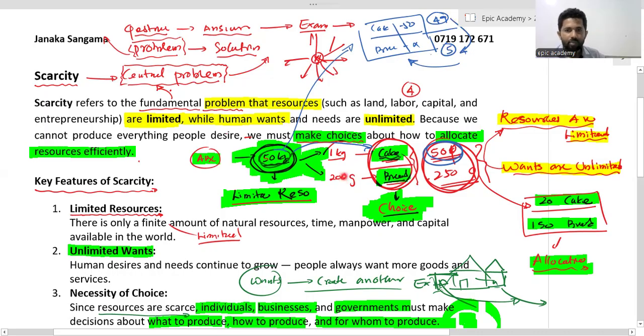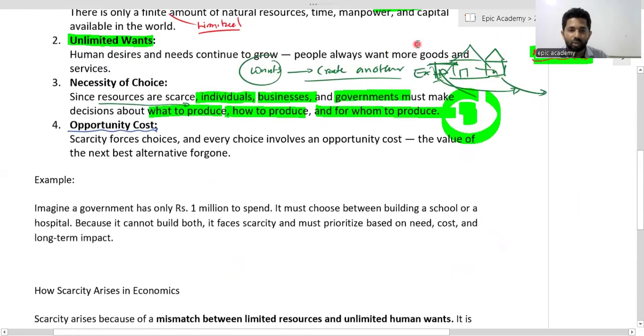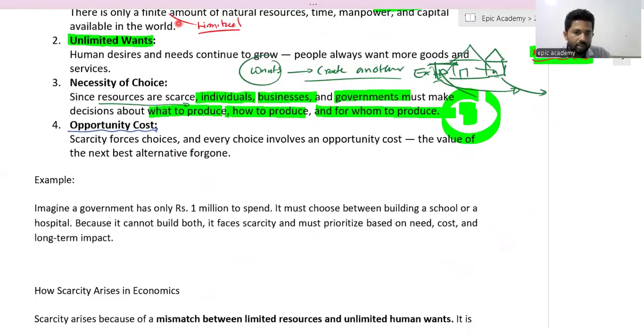So in this position, you sacrifice the production of 1 cake to produce 5 amount of bread, isn't it? Yes. Because in position 1, you produce 50. Then you reduce the production of cake to increase the production of bread. That's the meaning of sacrifice. We call it opportunity cost. Opportunity cost is the foregone value of the economic activity. Just go through this definition.